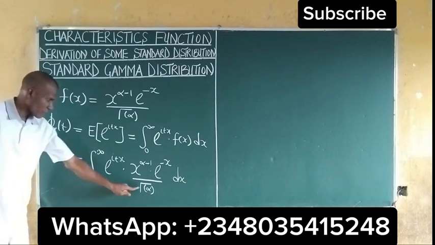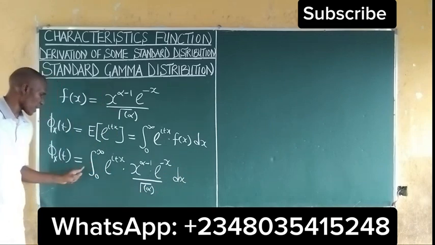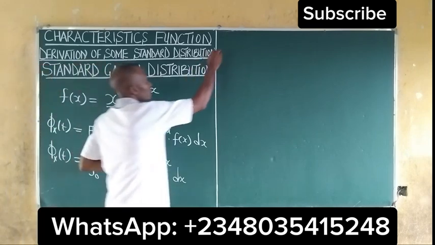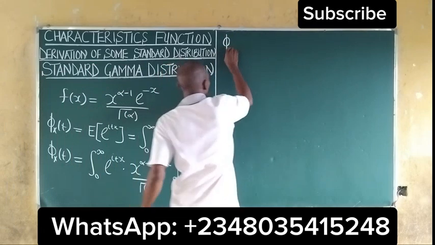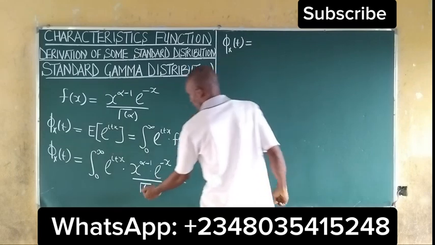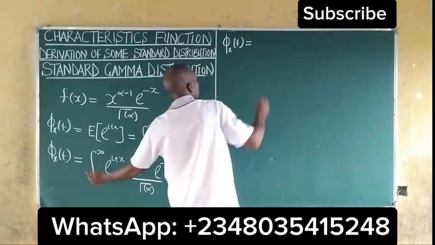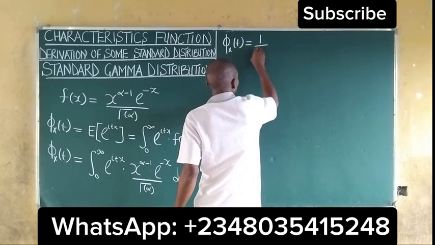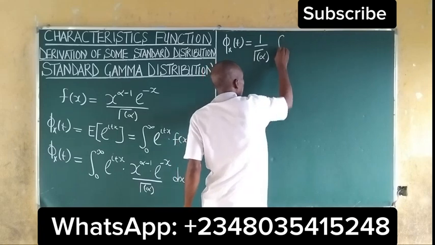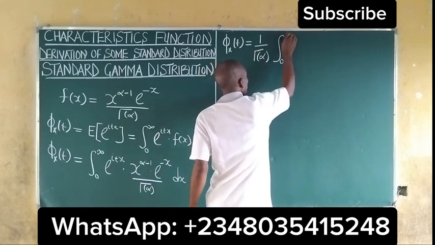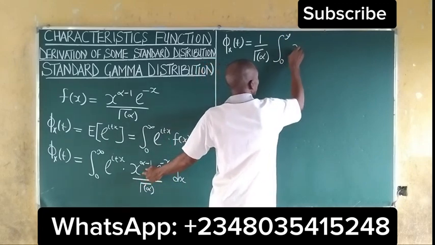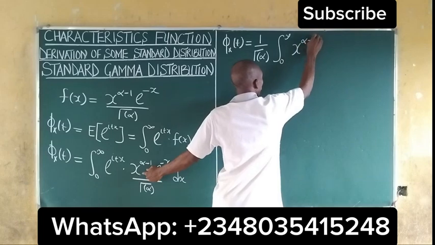As we know, the gamma function is a constant, so we'll bring it out. It then means that our characteristic function will be equal to 1 all over the gamma function times the integral from 0 to infinity. Now we bring out x raised to the power of alpha minus 1.